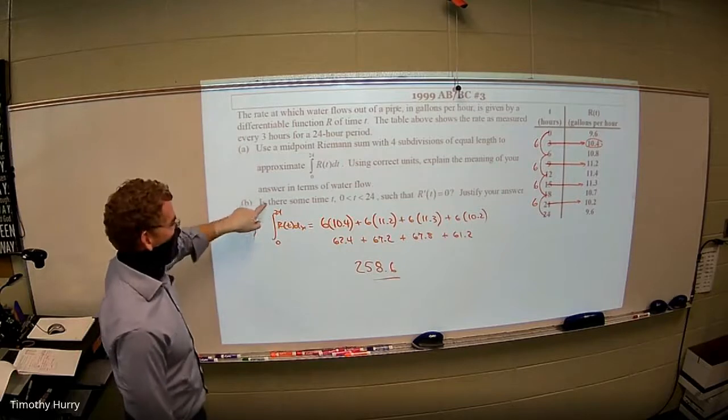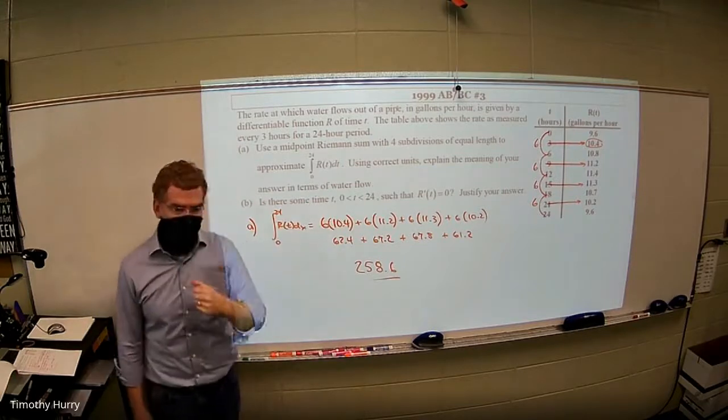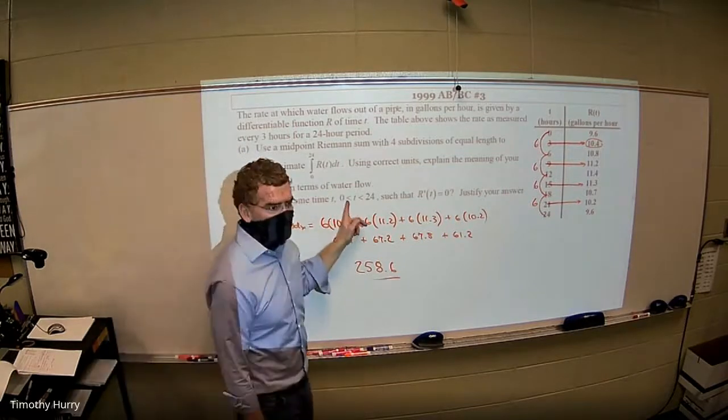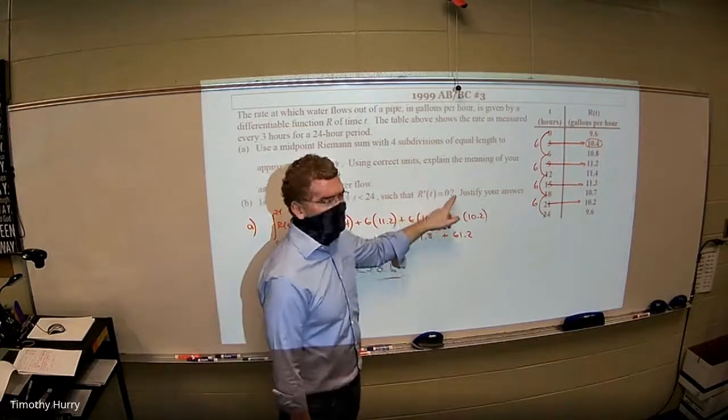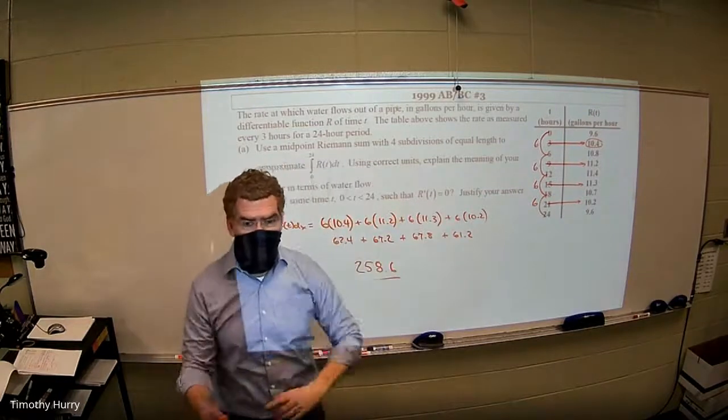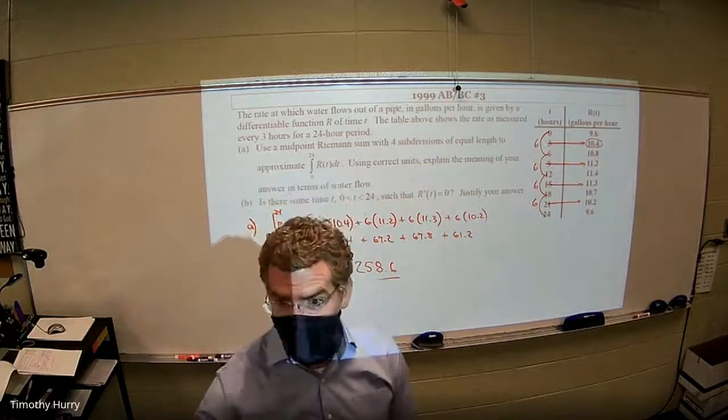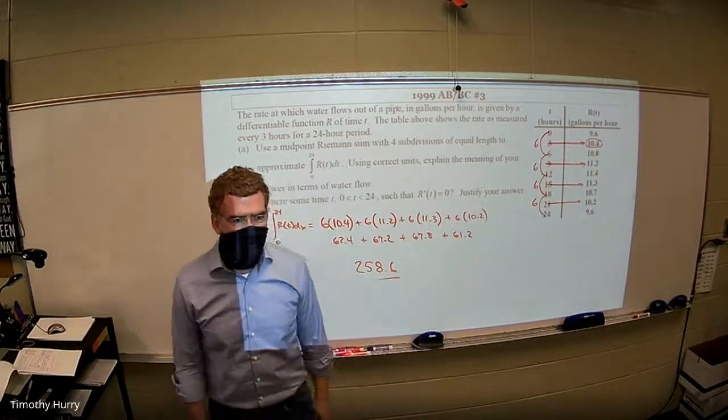Now this right here, this is a great little question, is there some time where the derivative of the rate is equal to 0? Now think about that. The derivative of the rate would be the rate of the rate. That's almost like an acceleration kind of thing.